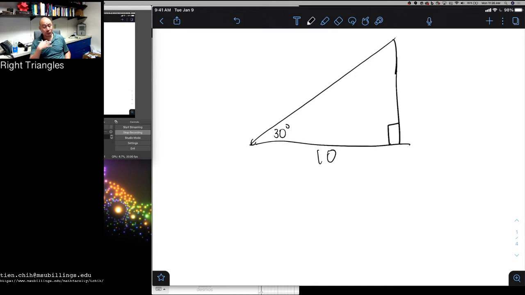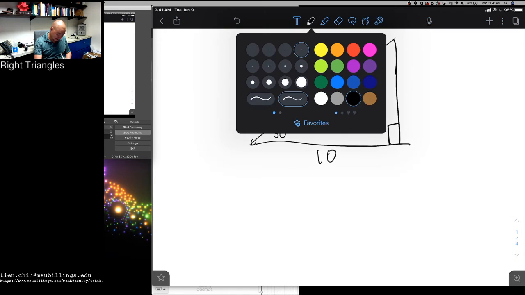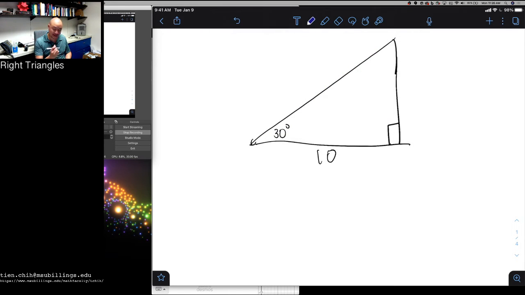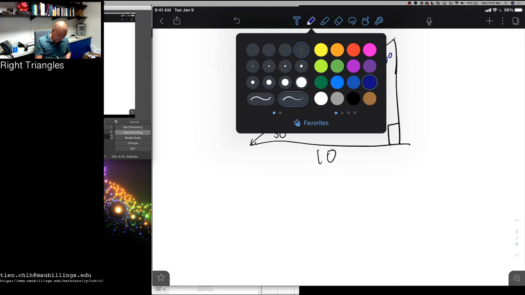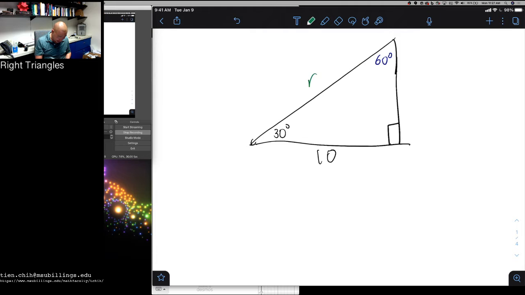Now, what we want to do is start filling this in with things that we can piece together right away. The other thing I know is that this angle here is 60 degrees, right? So I know that much at least. Now, I don't know what this hypotenuse is yet. Let's give it a different color, and let's call this R for something that we don't know.